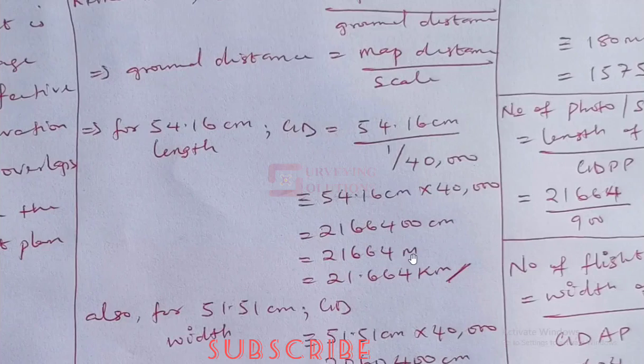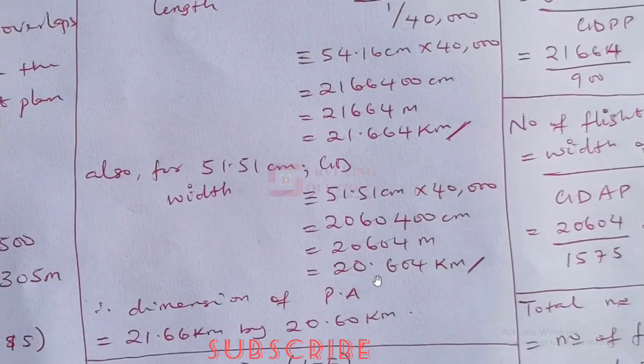21,664 meters, right? Now that 21,664 meters, if you still want to convert it to kilometers, you divide it by 1,000 and you get the equivalent in what? In kilometers. I hope you are confirming these values on your calculator. Ensure you do that.